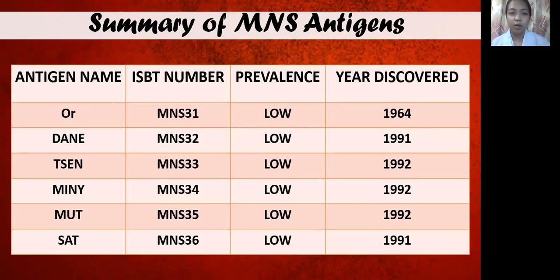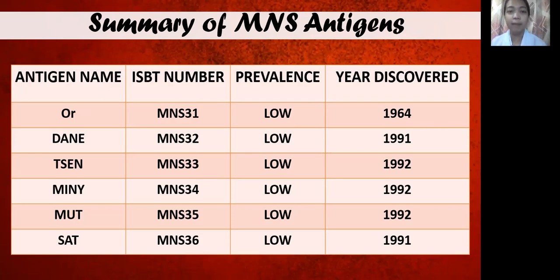Antigen DANE is MNS32. It has low prevalence. It was discovered in the year 1991. Another antigen is TSEN rather. It is MNS33. It has low prevalence and discovered in the year 1992. Antigen MINY is MNS34. It has low prevalence and it was discovered in the year 1992.